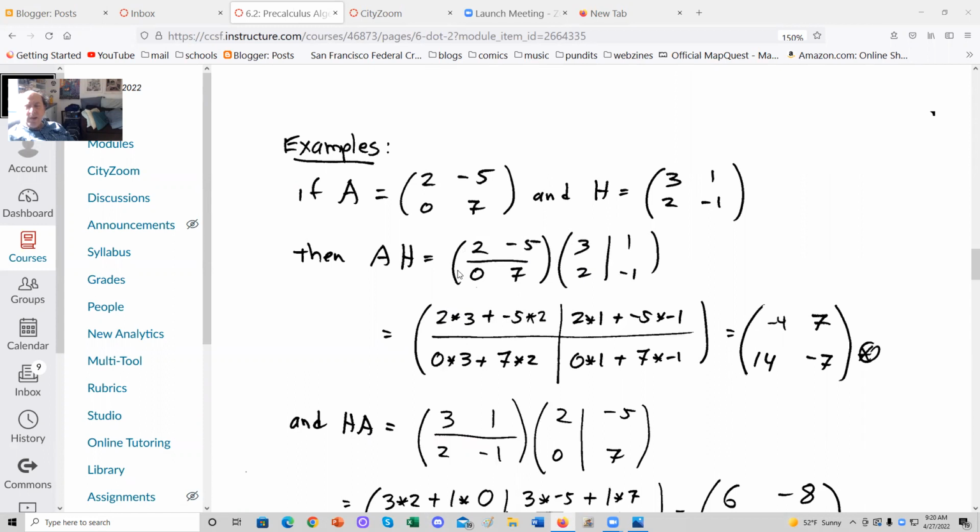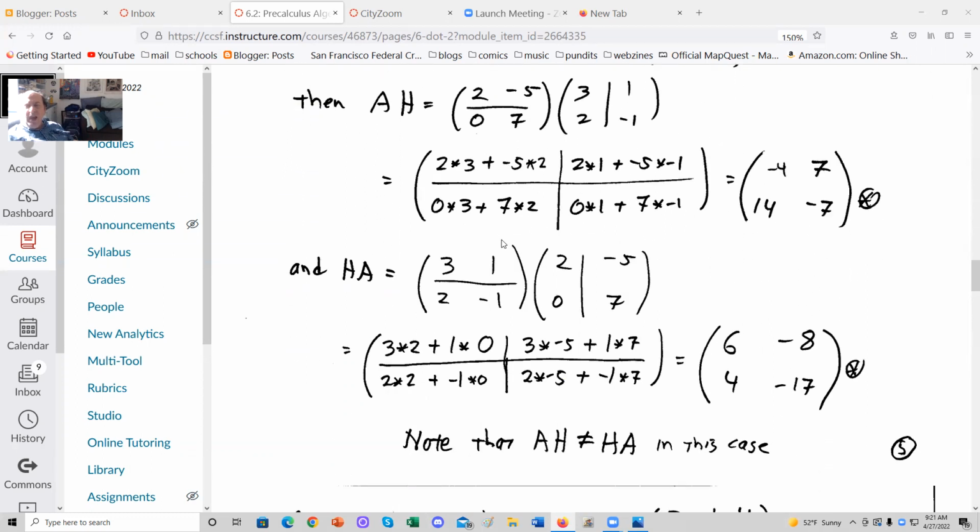Lower left, take the lower row of A times the left column of H: 0 times 3 plus 7 times 2. Lower right entry is lower row of A times the right column of H: 0 times 1 plus 7 times -1. And after some arithmetic, it's -4, 7, 14, -7.